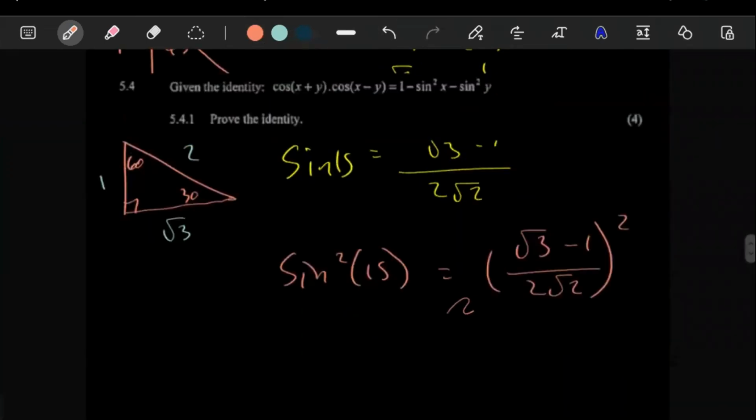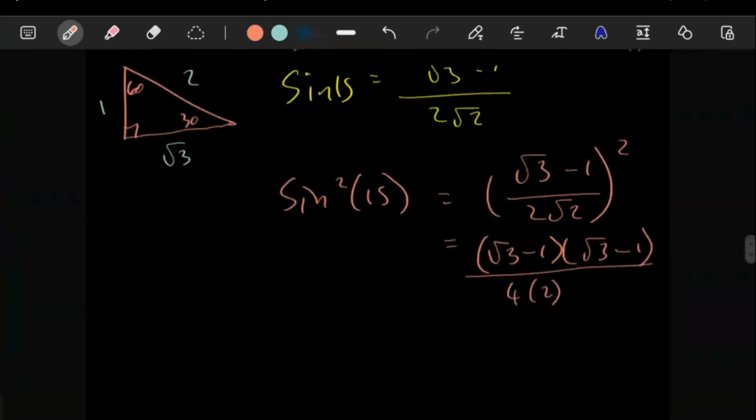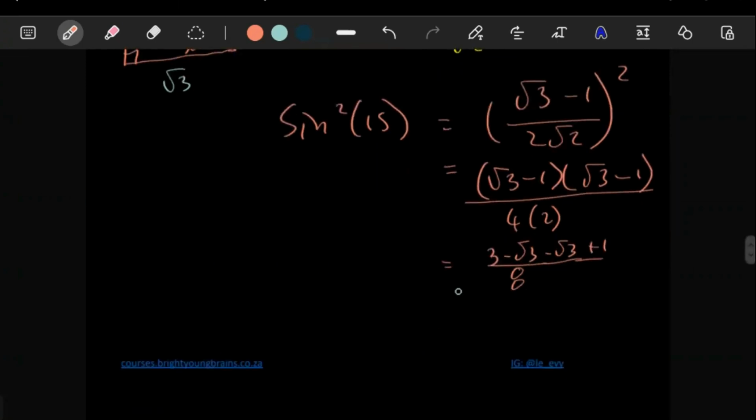So from here, let's see. At the top, we know that you have square root of 3 minus 1, the whole thing squared. At the bottom is going to be 2 squared, which is a 4, times square root of 2 squared, which is a 2. So you're going to get an 8 at the bottom. Square root of 3 times square root of 3, that's a 3. This times that is negative square root of 3. This times that is another negative square root of 3. And then this times that is a positive 1. So obviously 3 plus 1 is a 4. This minus that is 2 square root of 3.